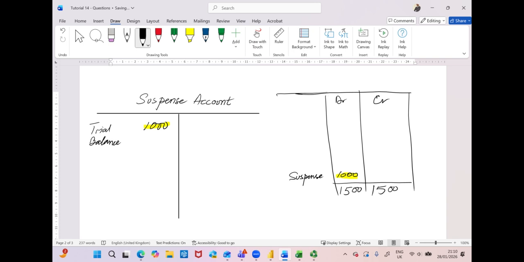So let's go through an example in which I will show you that there is an opening balance of the suspense account, and then there is a difference in the trial balance, and then how we go through those errors in the accounts, rectify them, enter the figures in the trial balance, and then close the suspense account. At the end, both sides of the suspense account will be equal. Remember, there will be no brought down and carried down balances in the suspense account.